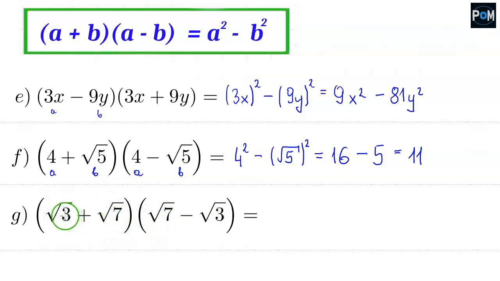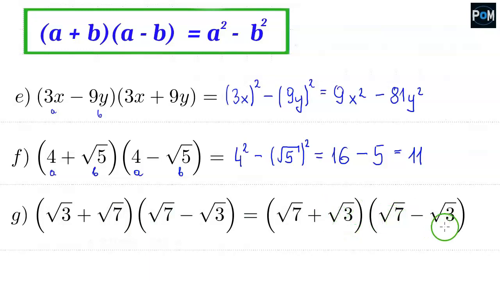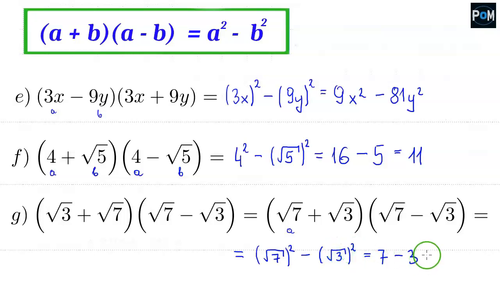So, I'm swapping the square root of 3 plus the square root of 7 for the square root of 7 plus the square root of 3. It's the same, rewriting the second parenthesis without any changes. And now I can use the formula. So I need a, which is the square root of 7 squared, minus b, which is the square root of 3 to the second power. Here again, the square root and square cancel out, leaving 7. And from this, all I'm left with is the number 3, because the square root and the square cancel each other out, subtracting 7 minus 3, which is 4, and that's the end of this example.